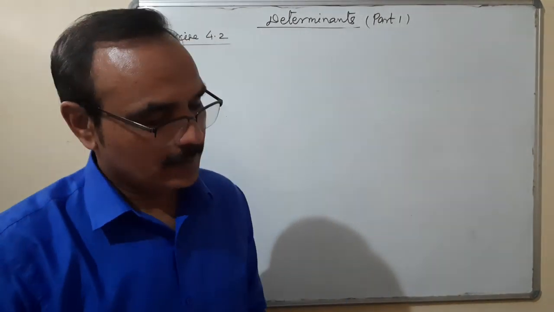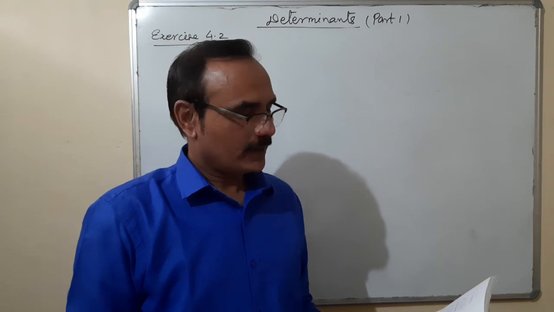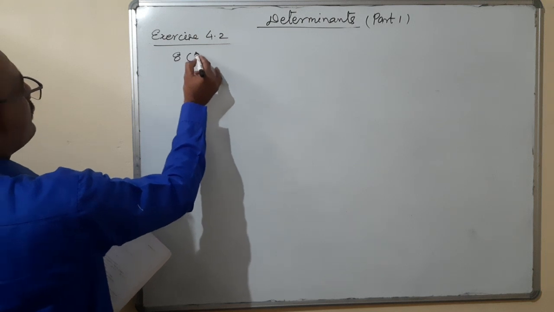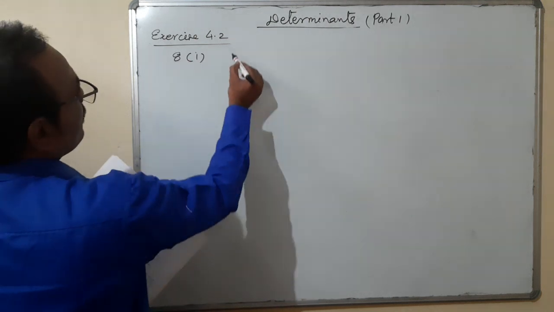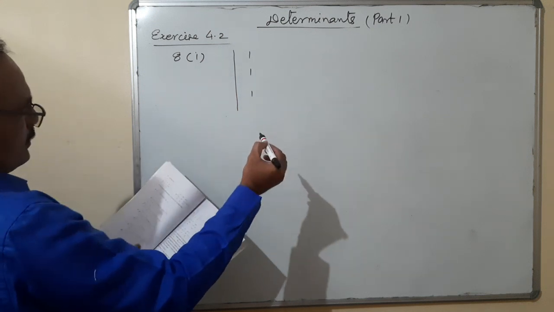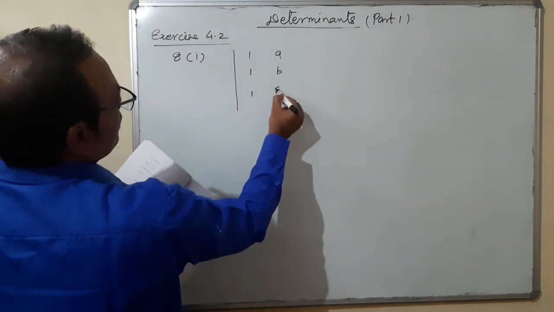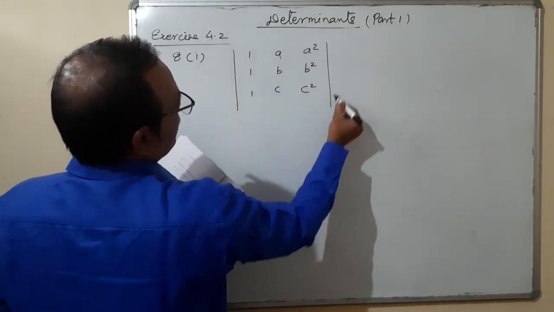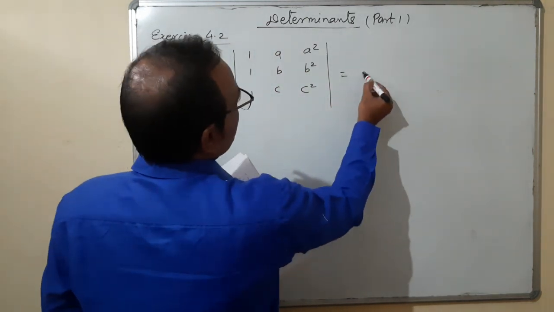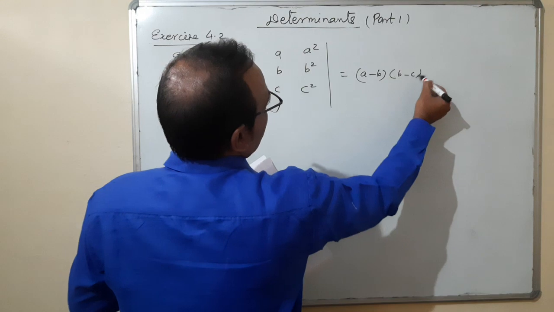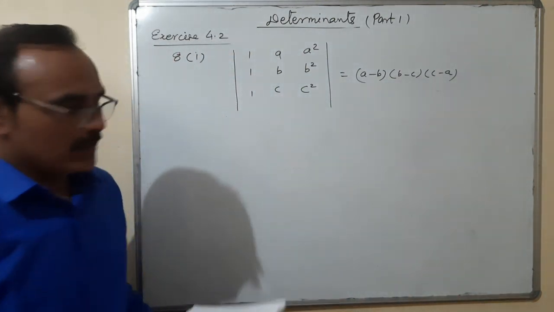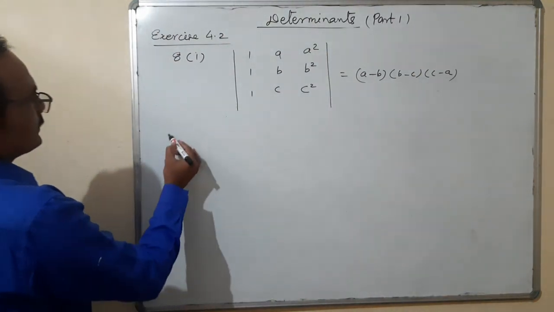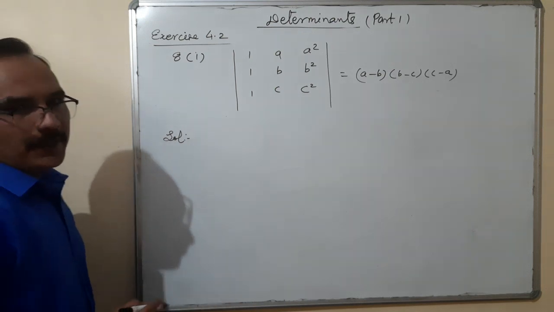Now taking question number 8. Question number 8, again using the properties. Question 8, first part: the determinant with rows 1, 1, 1; A, B, C; and A square, B square, C square is equal to (A minus B)(B minus C)(C minus A). Using the properties of determinant, we are solving it.